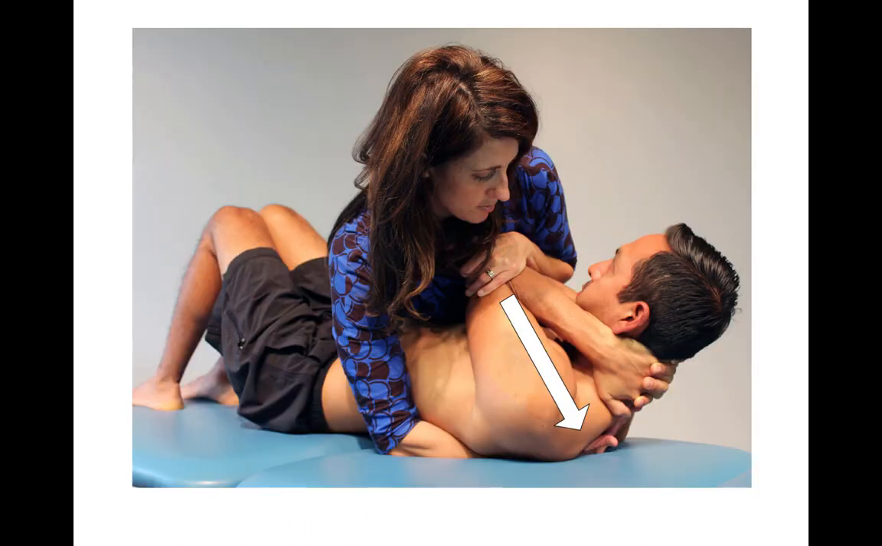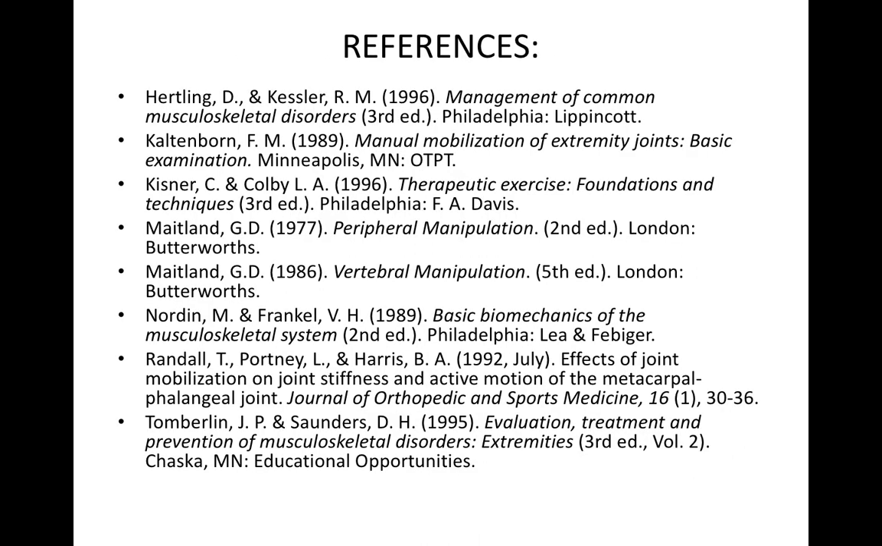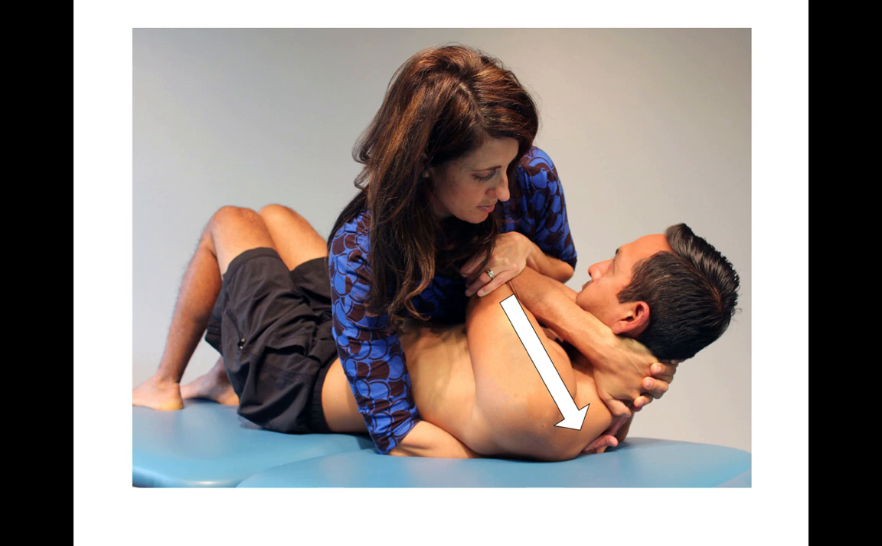Here again is an example of a setup of a particular patient. And if we're going to talk about examples of how we would document some of these, we might describe a lumbar technique as a high velocity end range, right rotation force to the lower lumbar spine, on the upper lumbar spine, in a right side lying, left lower thoracic lumbar side bent position. If we go back to this particular example, we might be describing this as a high velocity end range force of the upper thoracic spine on the lower thoracic spine in a supine position.